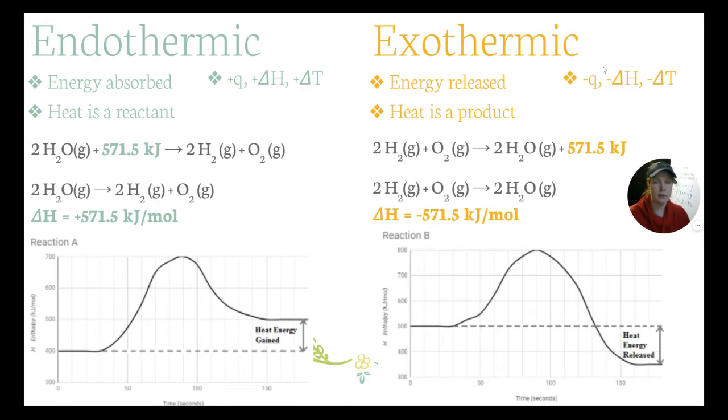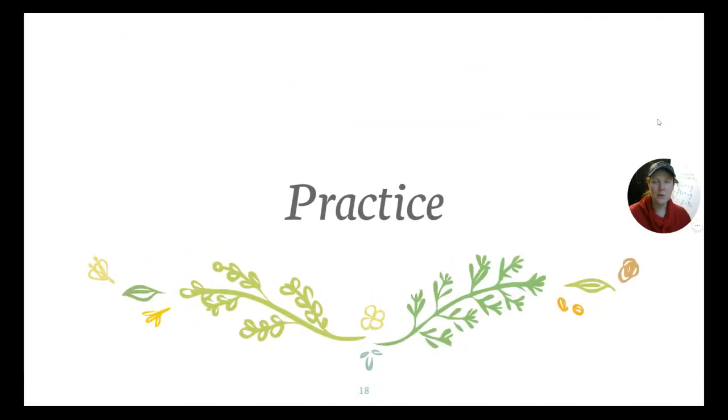Exothermic reactions, remember, that is when energy is released. It's exiting the system. Heat, therefore, is a product. It's produced. And so we could incorporate it into our thermochemical equation by adding it to the end as a product, or we could write it off to the side like a footnote as a negative value. Remember, if we have a negative Q, we also have a negative delta H, and we have a negative delta T. Okay, so let's go ahead and practice.